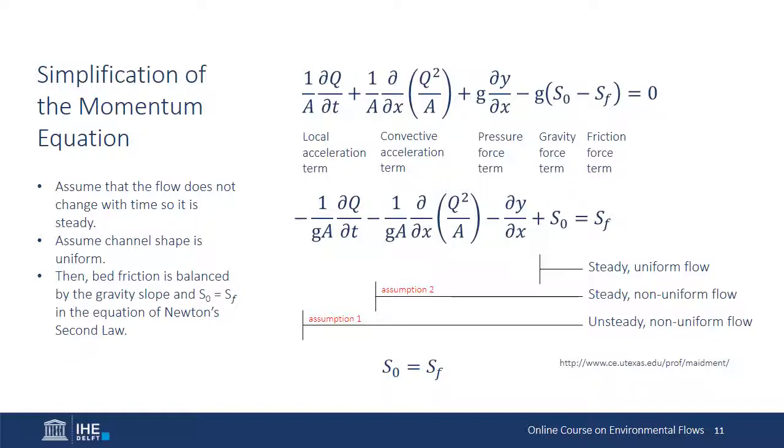Now, if we assume that the flow is steady and does not change with time, we can ignore the local acceleration term, which varies as a function of time. Similarly, if we assume that channel shape remains uniform, we can ignore the convective acceleration and pressure force terms, which vary as a function of x and y. At this point, the equation indicates that the bed friction is balanced by the gravity slope.